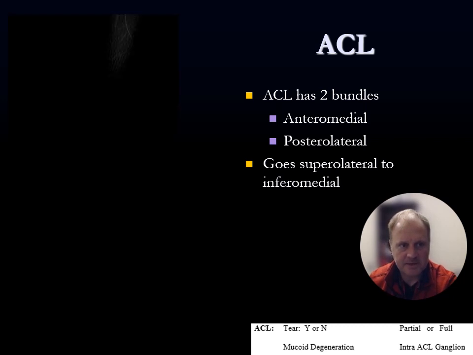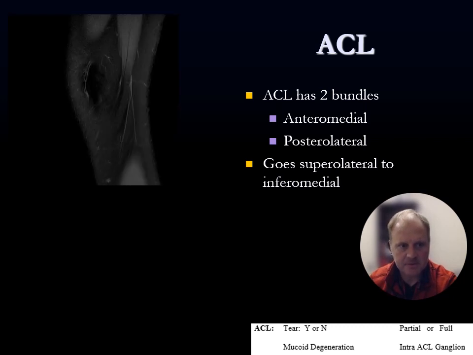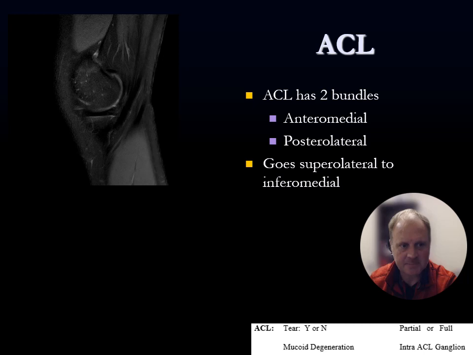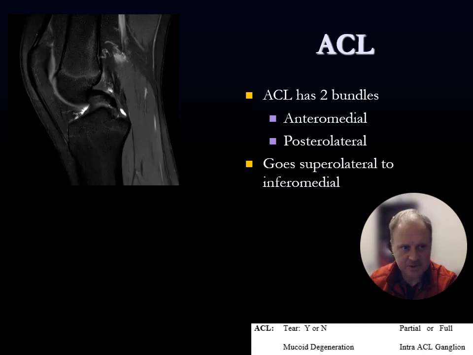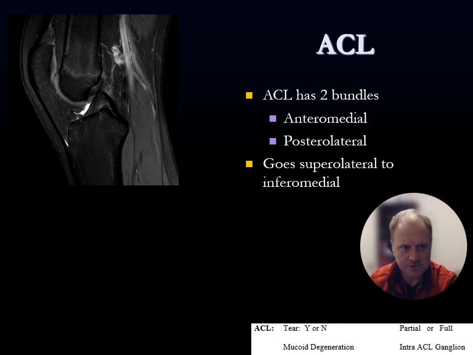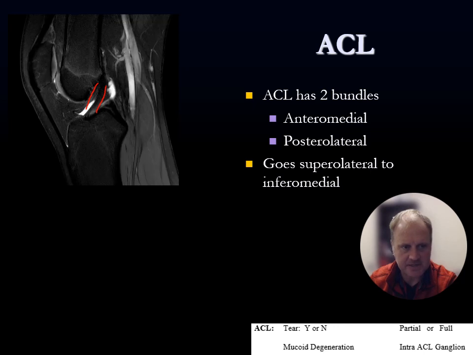The first one I think is going to be a sagittal plane. So I'm coming across sagittally on the knee. I think I'm starting medially. And what I'm looking for once I get into the intercondylar notch is this nice, straight, taut, dark structure in the intercondylar notch, which goes from superior to inferior in that orientation.